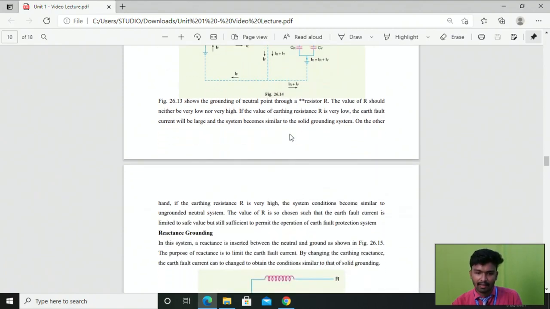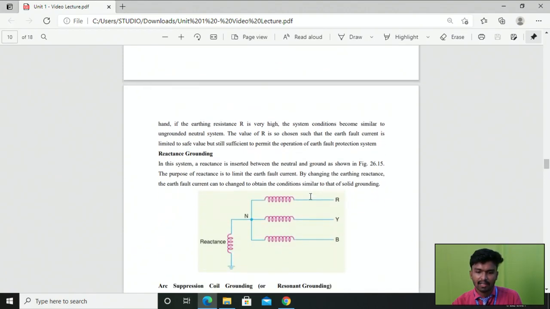On the other hand, if the earthing resistance is very high, it opposes the fault current, and the system conditions become very similar to the ungrounded neutral system. So the value of R is to be chosen such that the earth fault current is limited to a safe value, but still sufficient to permit the operation of the earth fault protection system.